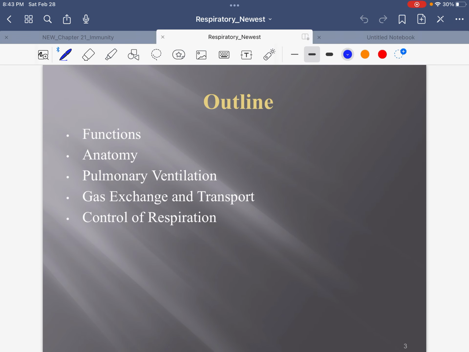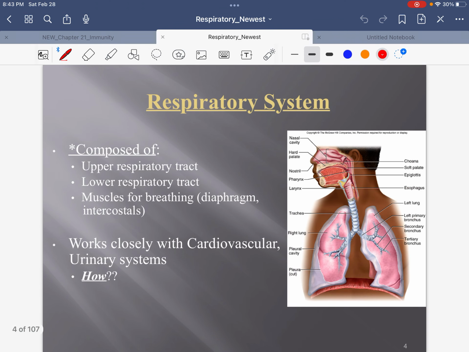Okay, so real quick, let's get a start. I'm going to skip the fact or fiction. All right, here we go. Let's make sure we talk about the respiratory system. We probably already know what it is composed of. It is composed of the respiratory tract, and of course, the respiratory tract has an upper and a lower part. It's also going to include some muscles.